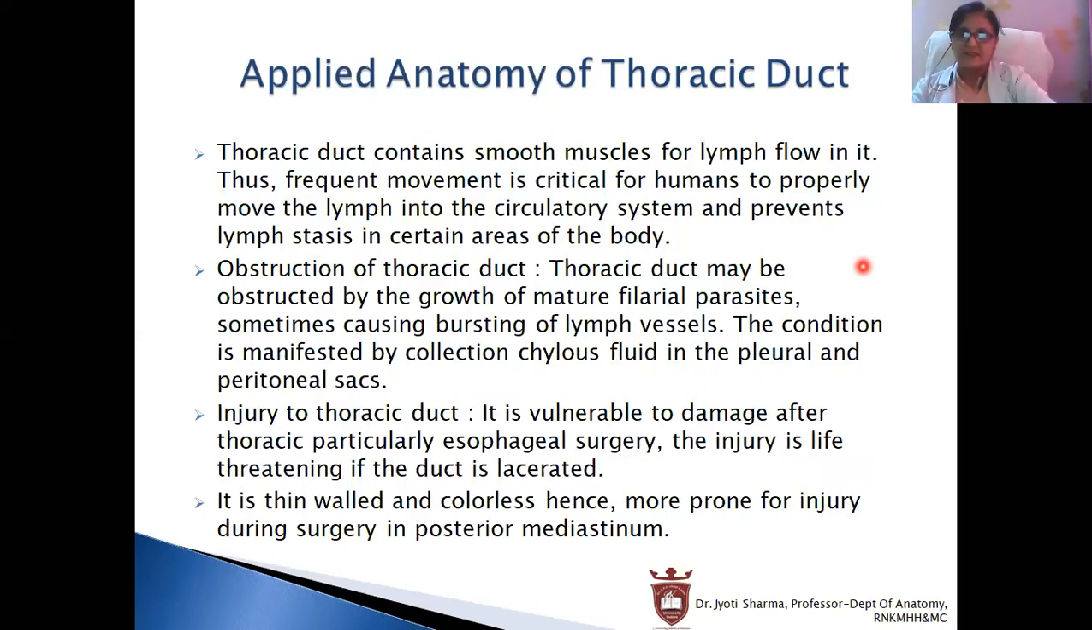Obstruction of thoracic duct. Thoracic duct may be obstructed by growth of mature filarial parasites, sometimes causing bursting of lymph vessels. The condition is manifested by collection of chylous fluid in pleural and the peritoneal sacs. Injury to thoracic duct: it is vulnerable to damage after thoracic, particularly esophageal surgery. The injury is life-threatening if duct is lacerated. It is thin-walled and colorless, hence more prone to injury during surgery in the posterior mediastinum.